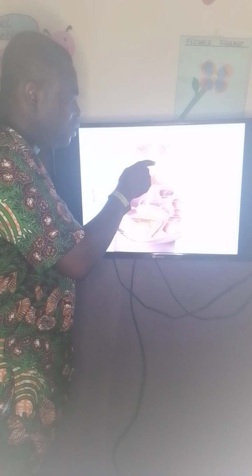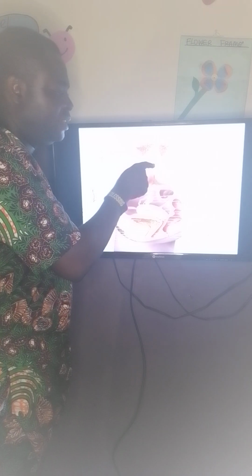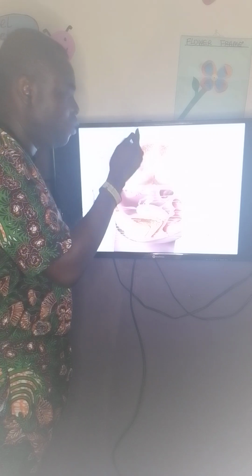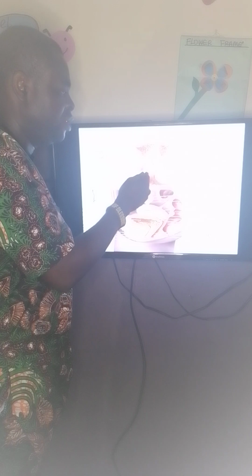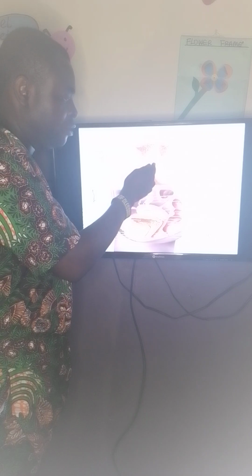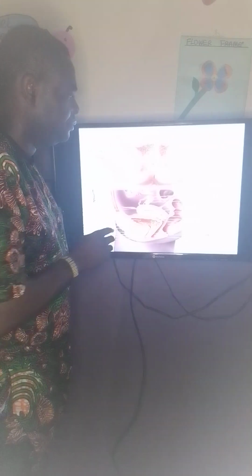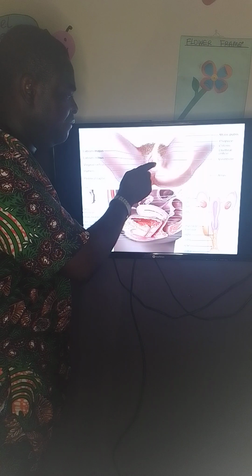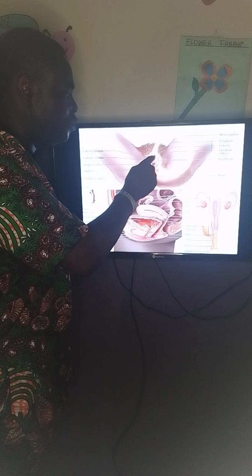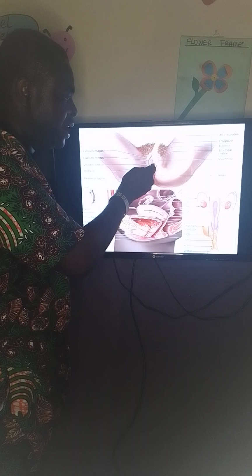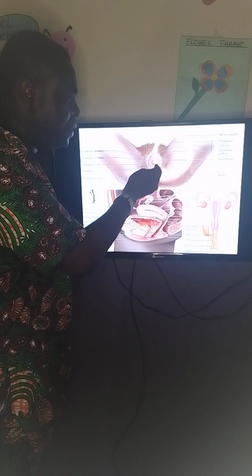Now, this is what we call the vaginal orifice. So during sexual intercourse, the penis enters the vaginal orifice. And during childbirth, the head of the child comes out through the vaginal orifice. Now, the vaginal orifice is surrounded with 2 folds of skin. The inner part is called labia minora, while the outer part is called labia majora.